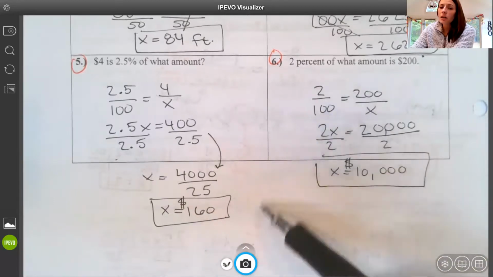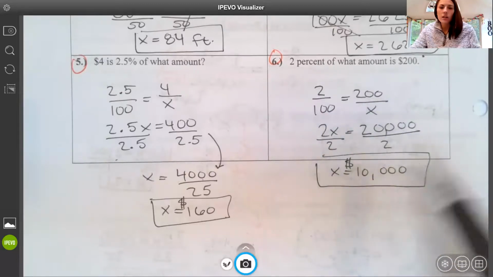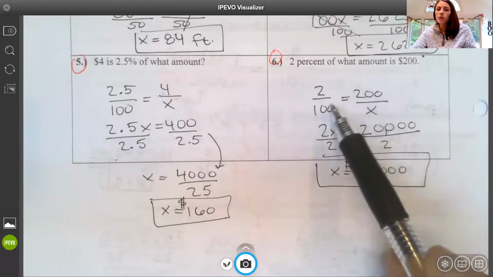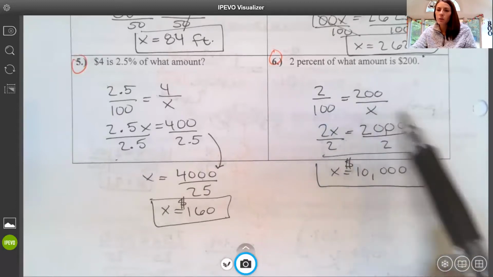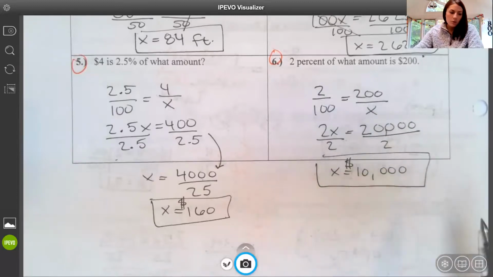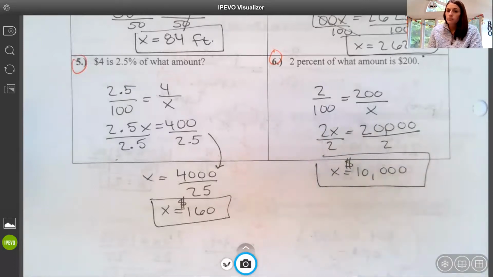I'm cross multiplying here, and we know we can just add zeros on where zeros exist in this problem. So I should end up with 4 zeros because I have 2 here and 2 here. Okay, all that kind of basic stuff with multiplication and division come into play here when we're not using a calculator. Then dividing it by 2 gives me 10,000.